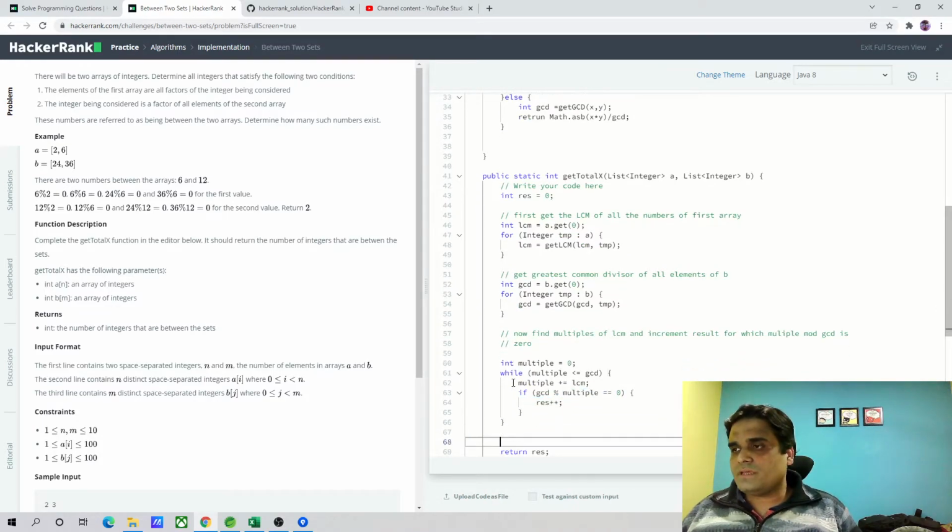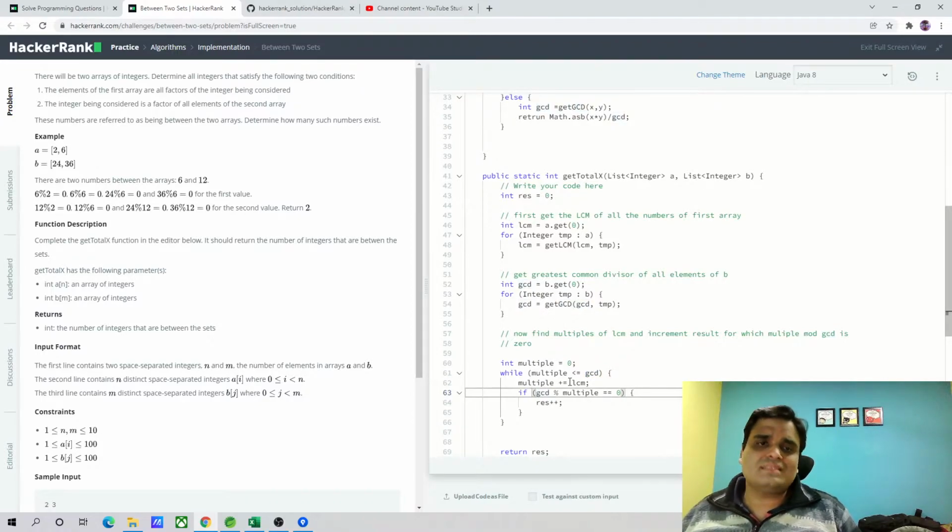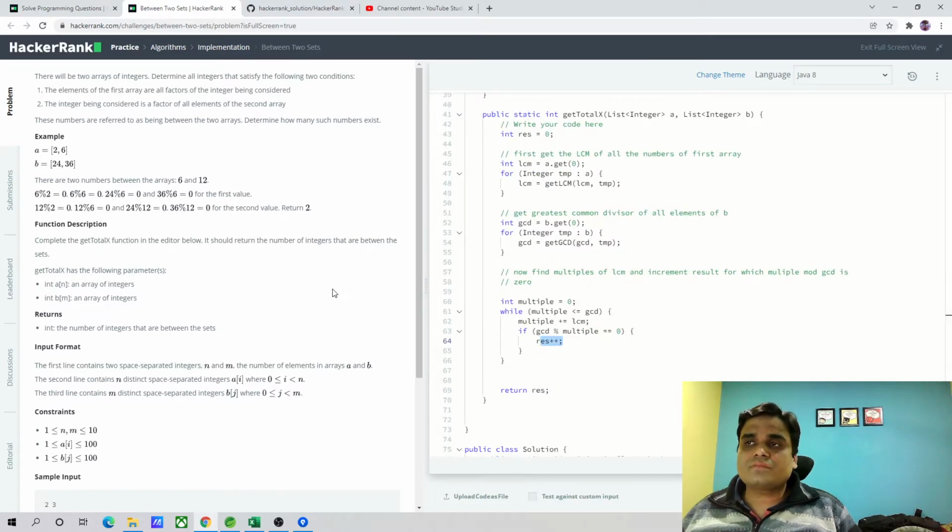So what I'm trying to say is that, okay, I have a multiple, I've just defined as initial, and multiple is less than or equal to GCD. So I'm incrementing the multiple by plus equal to LCM, right, which I had, like LCM was 2, then it will become 3, 4, 5, 6, these numbers which were identified for 2 and 6, and I increment them till the greatest common divisor of the array B is reached. And I keep on dividing by them. If GCD is divisible by the multiple, I increment the counter, that is, result plus plus. So that will give me the number of elements which are satisfying these two conditions.